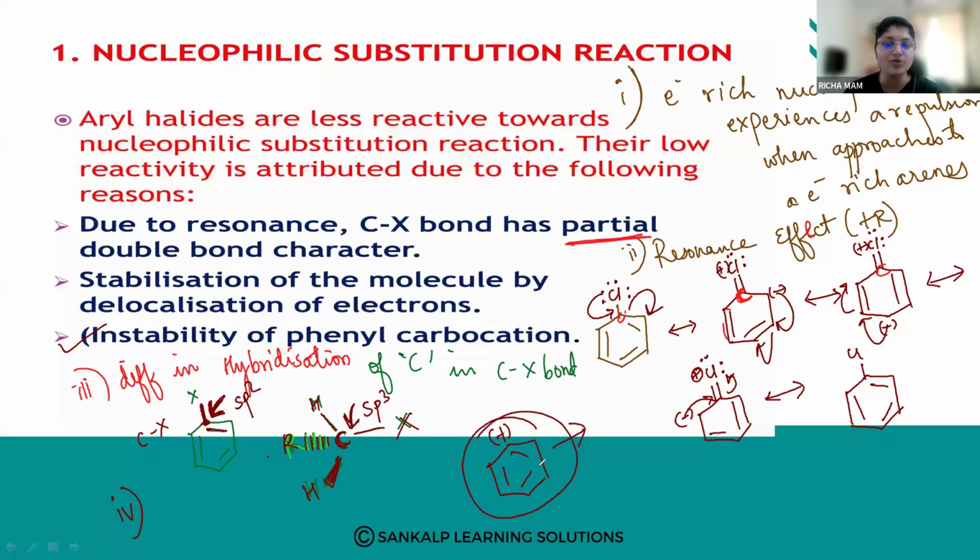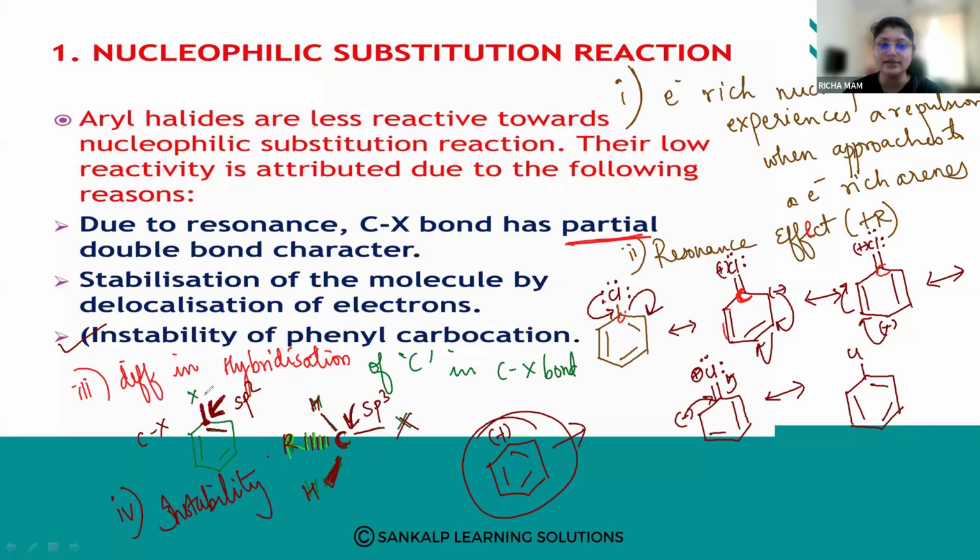We cannot do SN1 mechanism on the haloarenes. So this is another reason why aryl halides are less reactive. These are the four important points. First, you can write about the resonance, and you have to explain all these things.